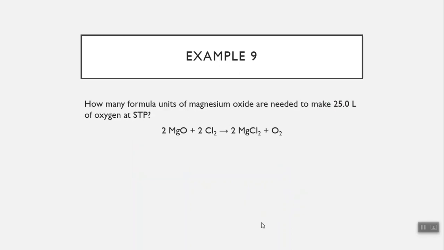Go ahead and try the next one on your own. How many formula units of magnesium oxide are needed to make 25 liters of oxygen at STP? When you're ready, go ahead and unpause the video. So here we are starting at our first point here with liters of A, going into moles of A, moles of B, and formula units, the same thing as particles here, so we're going to end up here, okay? So let's go ahead and set it up.